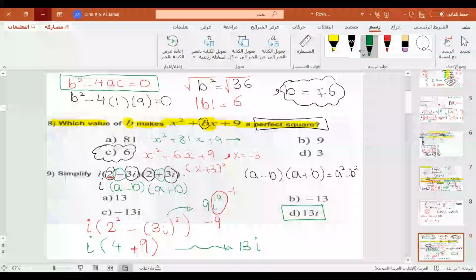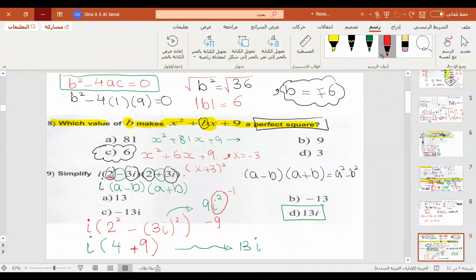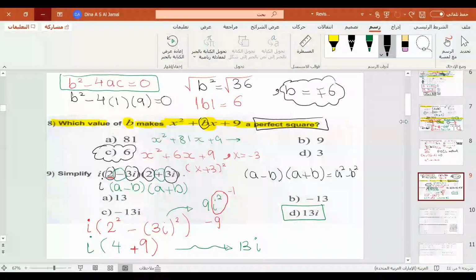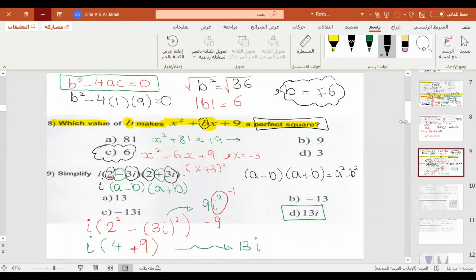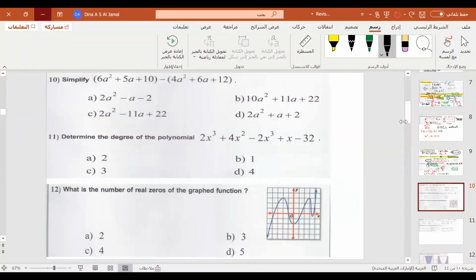Again, there is another method. You can change your calculator mode into complex mode and put it, and it will directly calculate for you the answer, which is D. Some of the students don't know how to change their calculators into complex mode. So you can use this method, or you can directly comment for me and I will be telling you the method. Let's go to the other question.